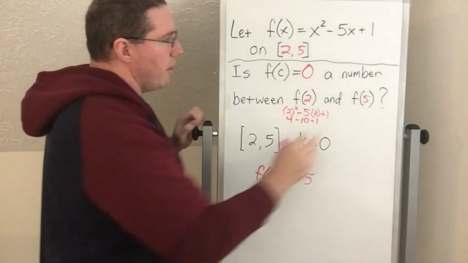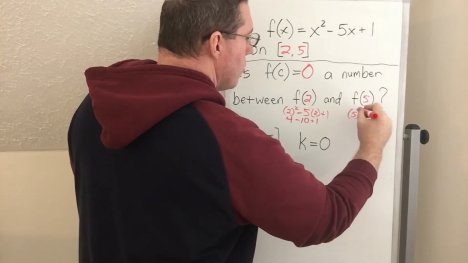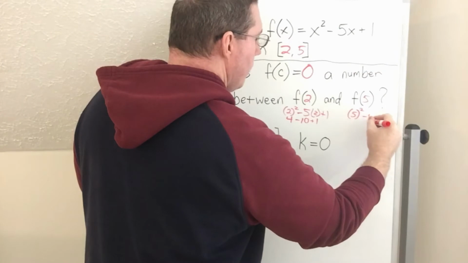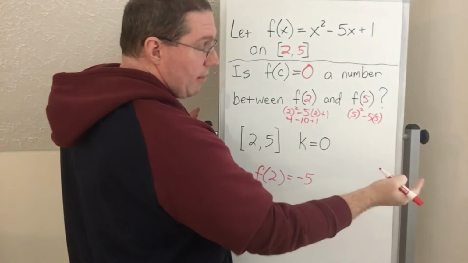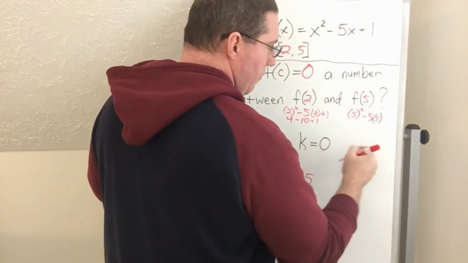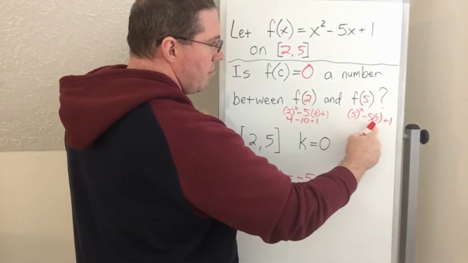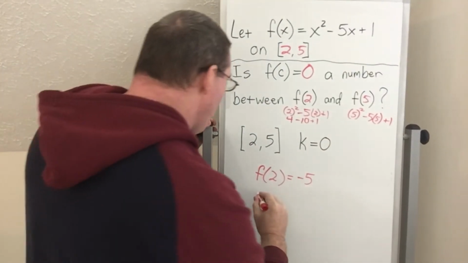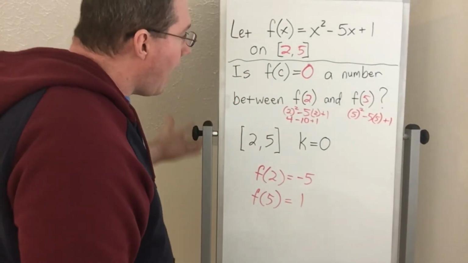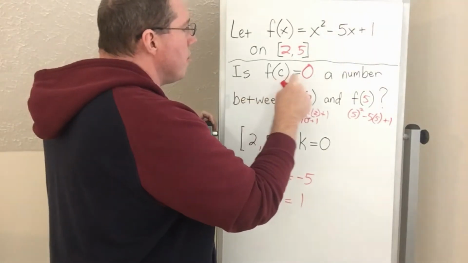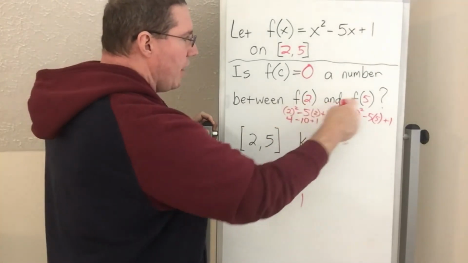Now let's do the exact same thing for f of 5. Let's plug 5 in here, and we would do 5 squared minus 5 times 5 plus 1. So 25 minus 25 is 0, plus 1, that's 1. So we know that f of 5 is 1. And so now the question is, is 0 a number between negative 5 and 1?